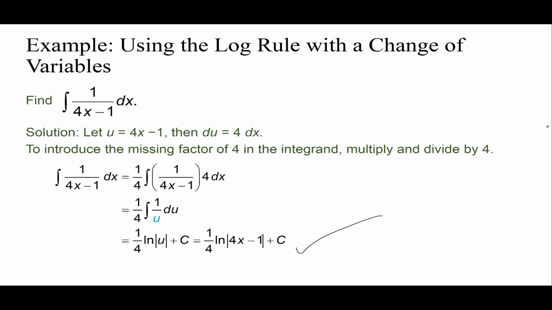So here is the answer: 1 over 4 ln absolute value. Inside the absolute value is 4x minus 1. We don't know whether 4x minus 1 is positive or negative, so that's the reason we have to keep it inside the absolute value.